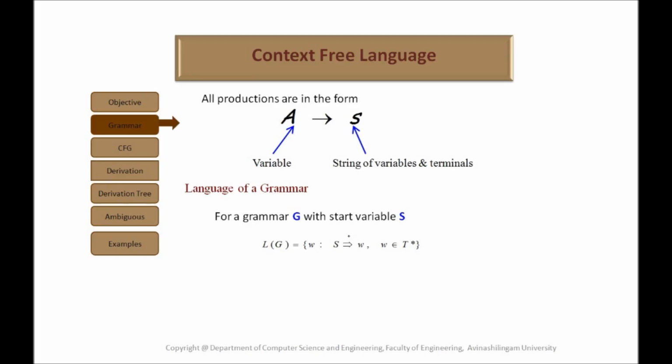Next we will see context-free language. In a context-free language, all the productions will be in the form of A tends to α, where A is the variable, α is a string of variables and terminals. Language of a grammar will be represented by L of G, which is equal to the set of W, where W is a string which is derived from S, where S is the start symbol.